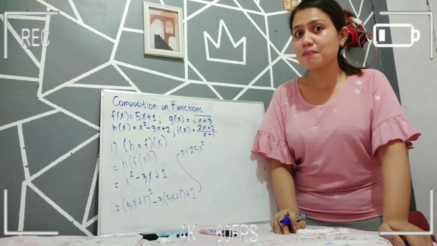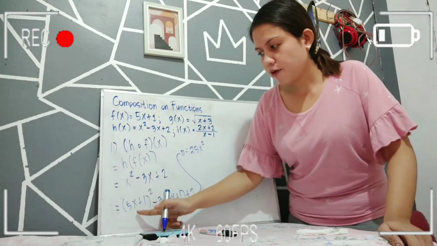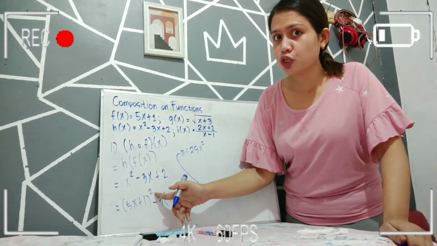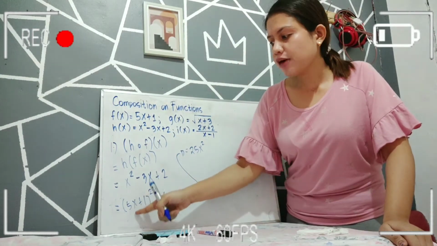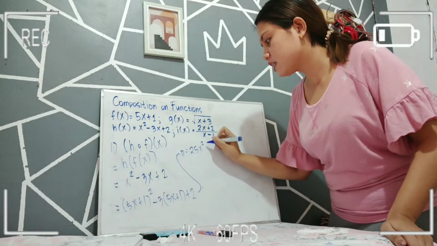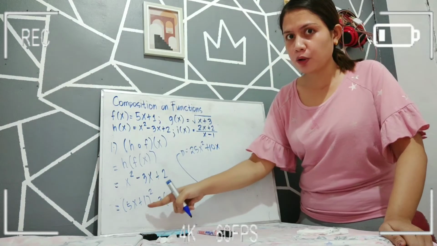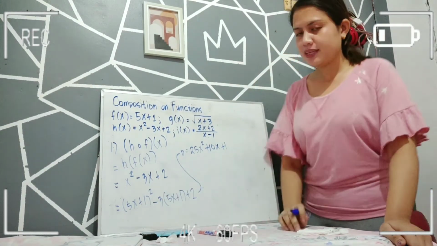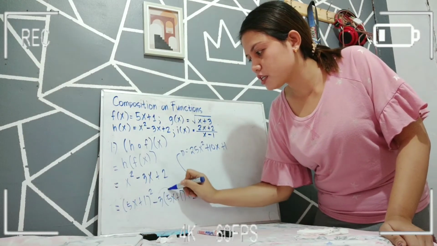Next, how do we get the middle term? Simple. 5x times 1 is 5x. Since it's squared, you multiply it by 2. Only for the middle term. 5x times 1 is 5x, times 2, that is 10x. Then 1 squared, or 1 times 1, is 1. Got it? Okay.